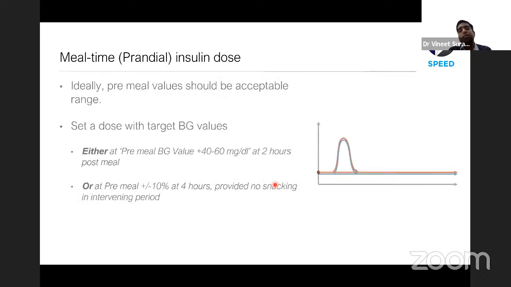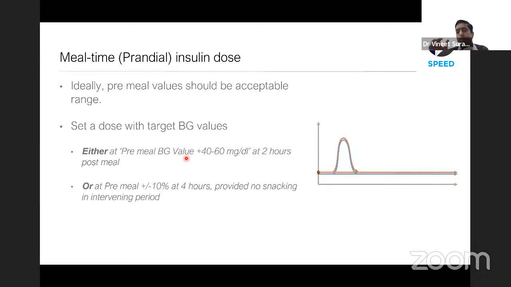Now, how to set the pre-meal mealtime insulin dose? Ideally, the pre-meal value should be in the acceptable range before you go for the prandial insulin dose. So your basal, as I said, should be corrected first. Now, set a dose with a target blood glucose value: either pre-meal blood glucose value plus 40 to 60 milligram per deciliter if you're looking at the 2-hour post-meal.